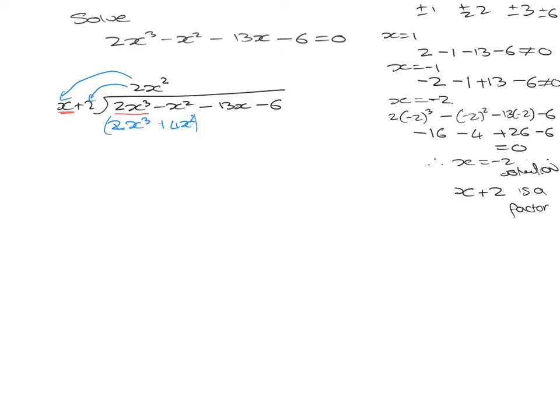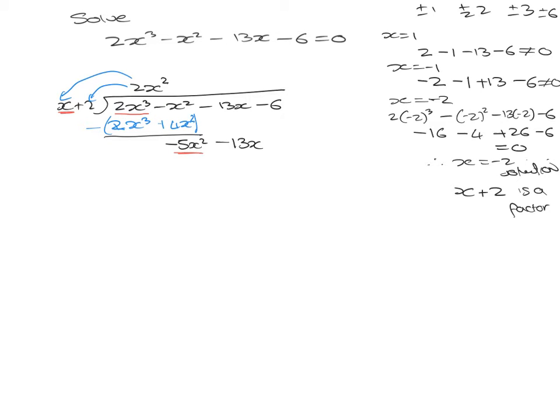But we need to subtract that. I'm putting it in brackets because we're subtracting both terms. So 2x cubed minus 2x cubed disappears. Then we've got minus x squared minus 4x squared. So that gives us minus 5x squared. And then we bring the next term down. Now we start all over again.